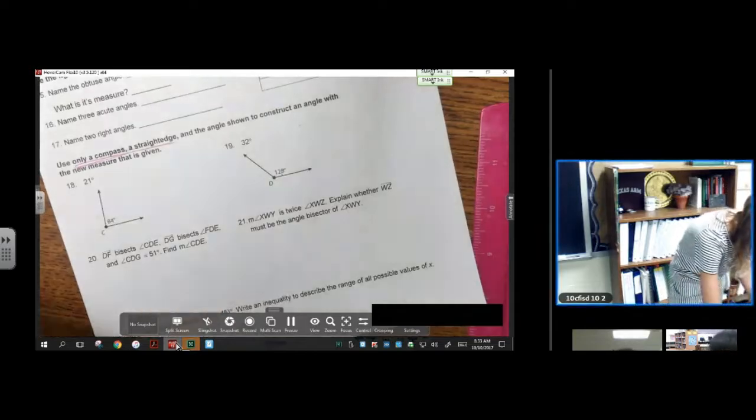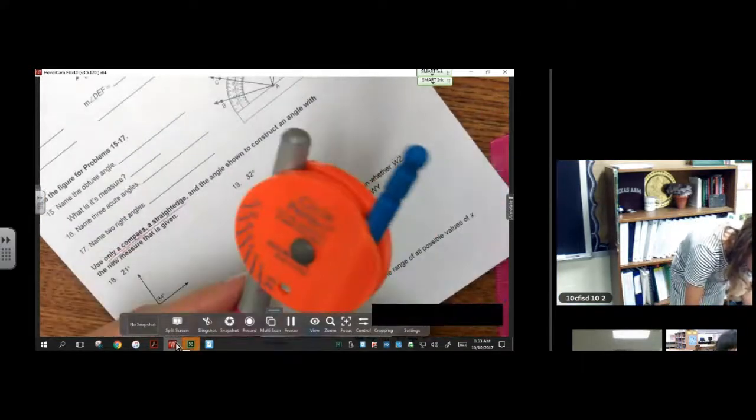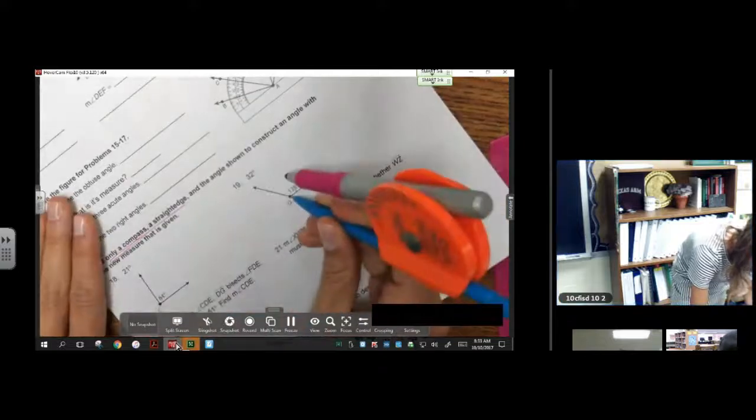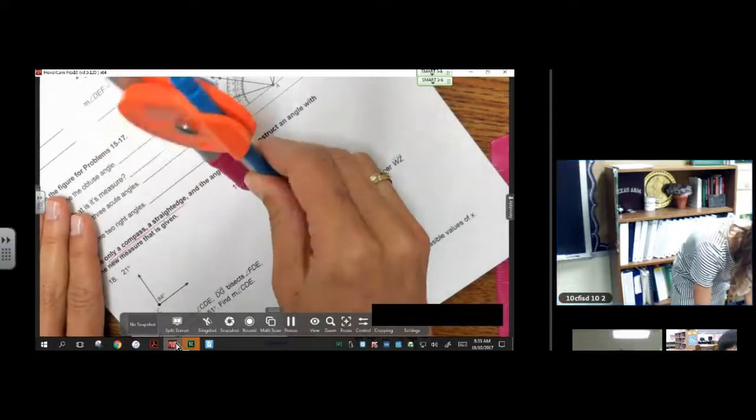Okay, so what is 128 divided by 32? Oh, phew, it's 4. So I just need to bisect and bisect until I'm at 32 degrees. So I will remind you how to bisect an angle. Step 1, you draw an arc.